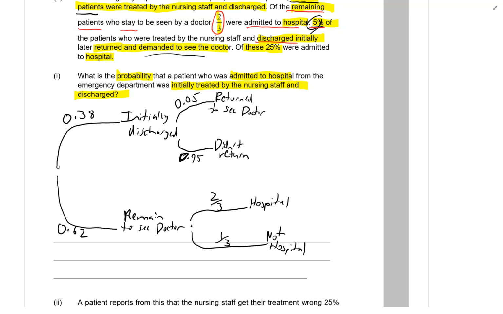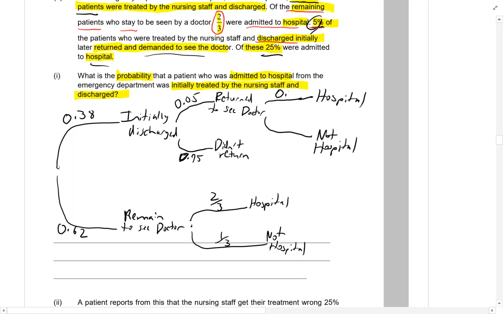Okay, so of those 5% that returned to be seen by a doctor after being discharged initially, 25% went on to be admitted to hospital. So hospital is 25%, and then not hospital must be what? The other 75%.